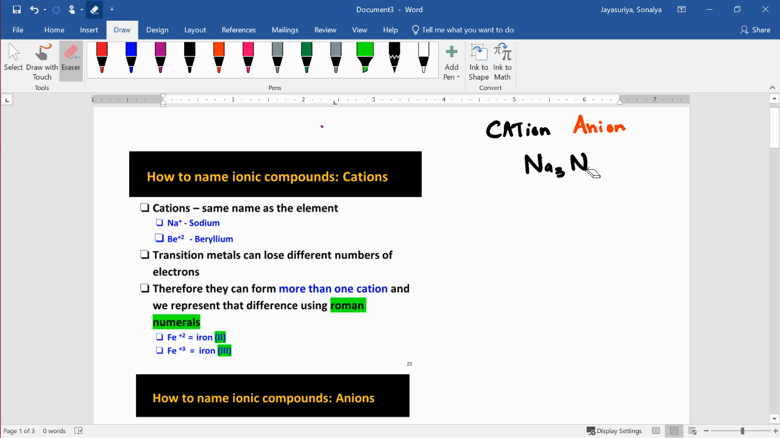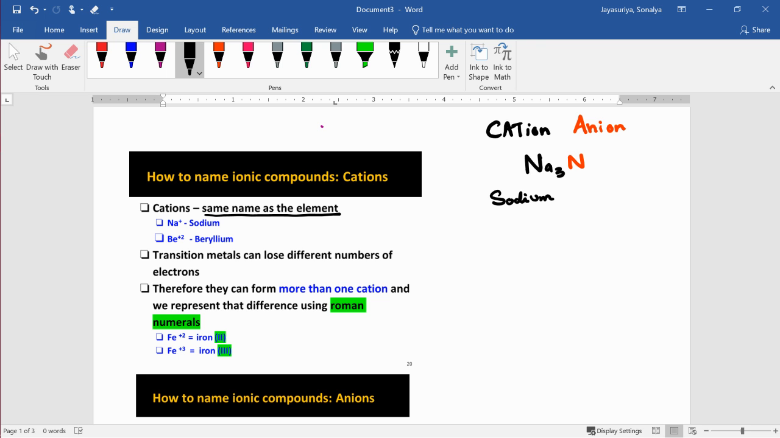Okay, so let me just change this color so we can color coordinate. The black one is the cation. Okay, so here's what you do. The cation name stays the same as the name of the element, so Na is just sodium. So all you have to write is just sodium.